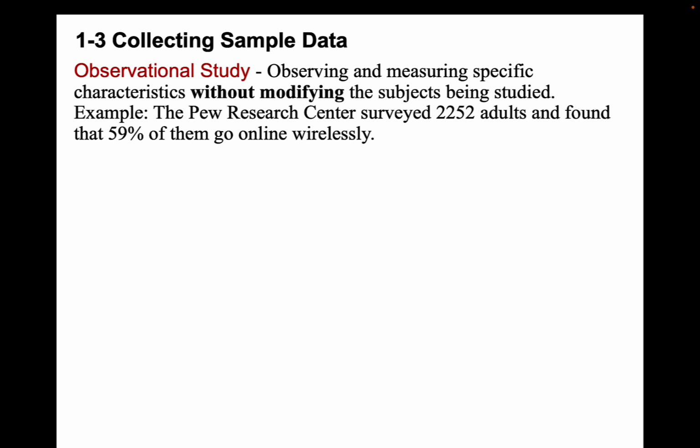That's observing and measuring specific characteristics without modifying the subject being studied. For example, the Pew Research Center surveyed 2,252 adults and found that 59% of them go online wirelessly. So that is just an observational study. That is what they observed. They didn't try to intervene in any way to change those results.